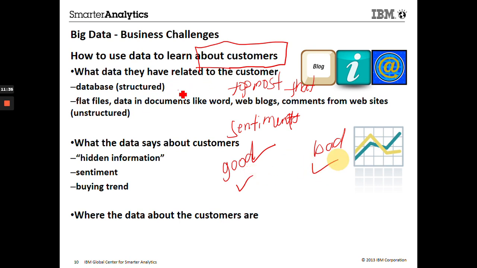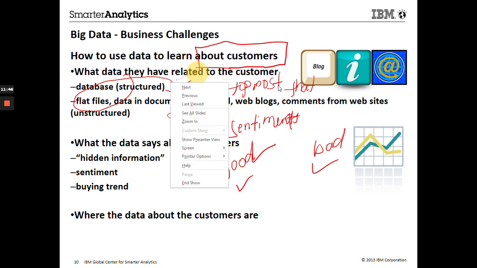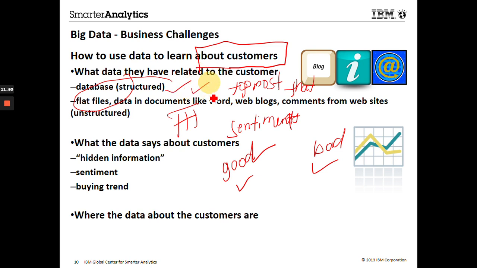So kapag naka-database na kasi siya, it means na naka-structured na siya because it is in table form or naka-relational database siya sa information system ng website or ng Lazada, ng Zalora, ng Shopee. Okay, it can also be from flat files, data in documents like Word, so hindi siya structured. These are unstructured data: flat files, documents, Word, weblogs, comments from websites, unstructured sila kasi hindi siya organized in a table form. And then what the data says about the customers, so that is the hidden information. You need to discover that hidden information out from the unstructured and structured data.